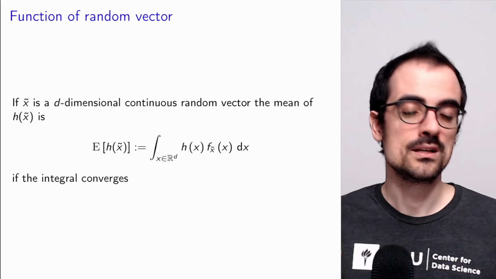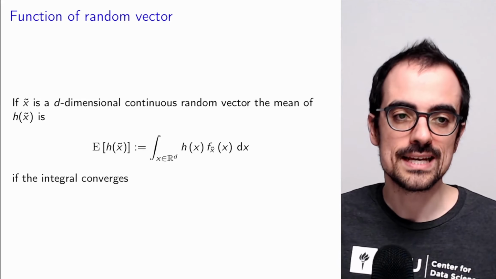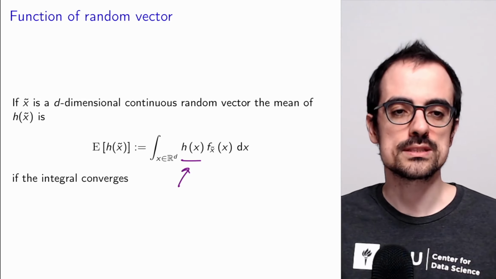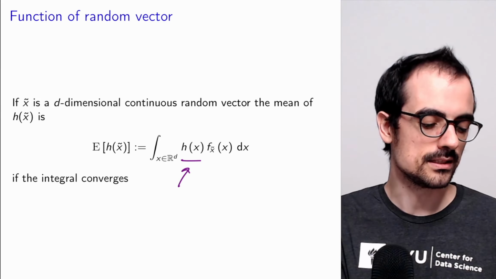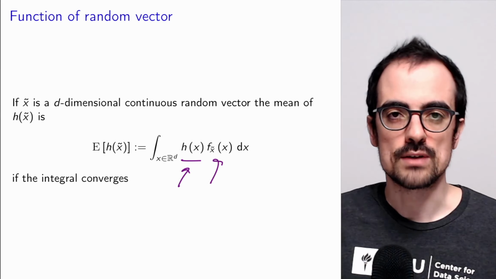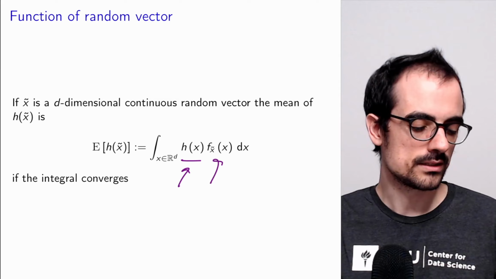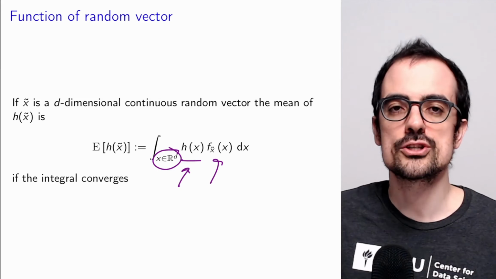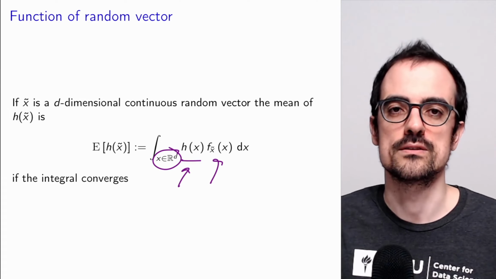Similarly, if we have a continuous random vector with d entries, we take the function that we're interested in, we weight it by the density of the random vector at the different points, and we integrate over the d entries. If the integral converges, that's the mean of the function of the random vector.